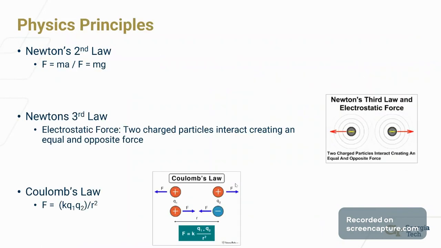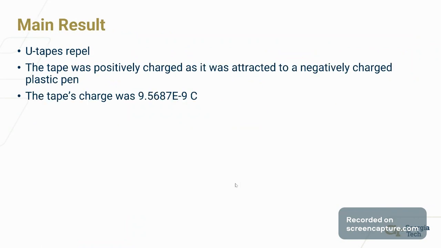Some of the principles of physics throughout this lab were Newton's second law, F equals ma or F equals mg when you're dealing with gravity, Newton's third law, and electrostatic force, where two charged particles interact creating an equal and opposite force. And then Coulomb's law, where the electric force F is equal to k times q1 times q2 over r squared. So the main result of this lab was that the U-tapes repel.